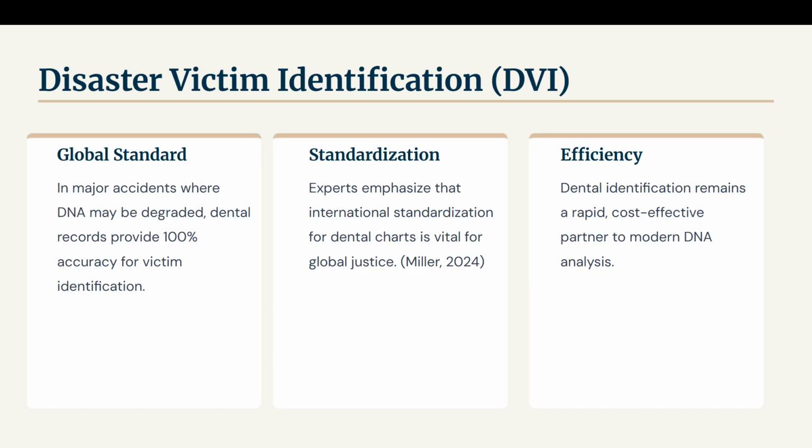Expanding on that DVI framework, why is this method globally recognized as a gold standard? First, even when a disaster causes severe biological degradation that breaks down raw DNA strands, dental structures retain 100% identification accuracy. Because of this reliability, forensic experts emphasize that establishing international standardization for dental charts is vital for global justice and safety coordination. Furthermore, on an operational level, dental identification serves as a rapid, highly cost-effective partner to modern laboratory DNA sequencing, allowing investigators to clear mass casualty files efficiently without sacrificing scientific precision.